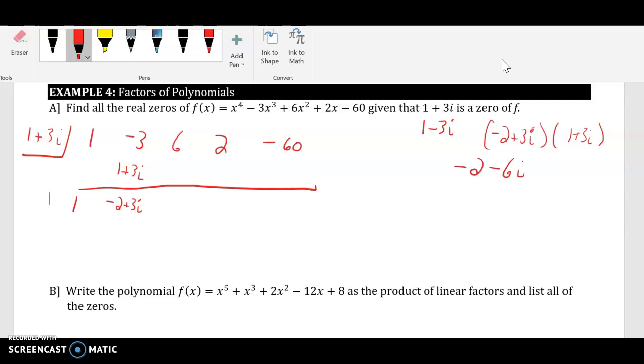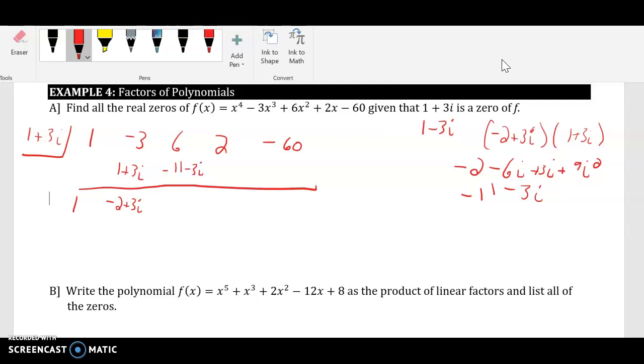minus 6i plus 3i plus 9i squared. So I just want to double check that I've copied everything right. So that's -2. This is a minus 6i plus 3i plus 9i squared. So let's combine like terms. This is -3i. This is minus 9. It says minus 11. So when I multiply, this is minus 11 minus 3i.